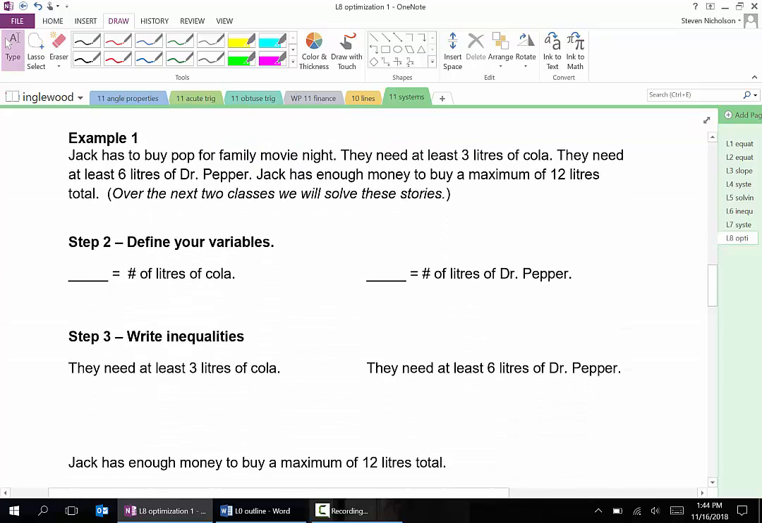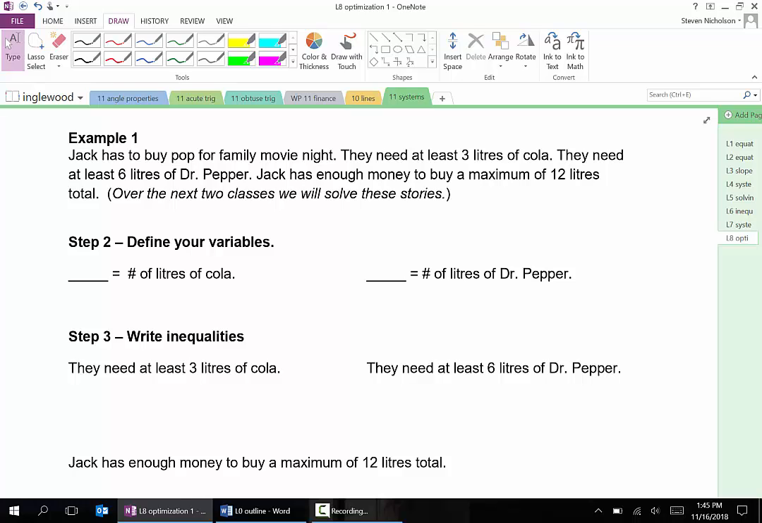Okay, so here's what we're going to do today. We're going to start to put together how to solve a problem by taking little steps. And in this first example, Jack has to buy pop for a family movie night. They need at least 3 liters of cola. They need at least 6 liters of Dr. Pepper. Jack has enough money to buy a maximum of 12 liters total. And what we're eventually going to do is we're going to solve problems like this. But for right now, we're going to step through.